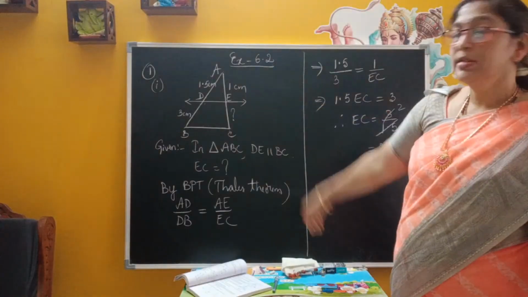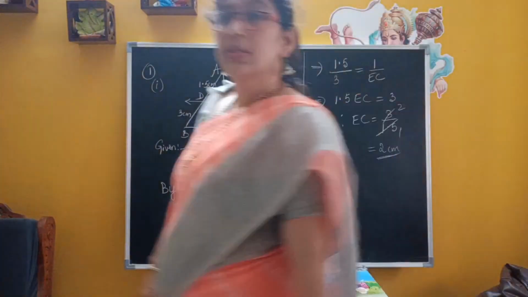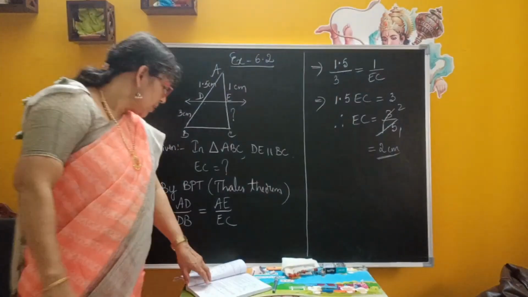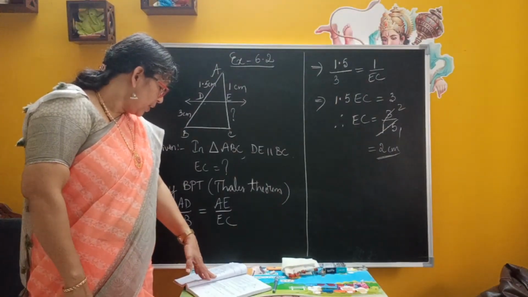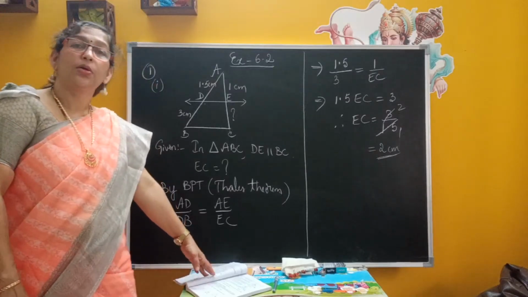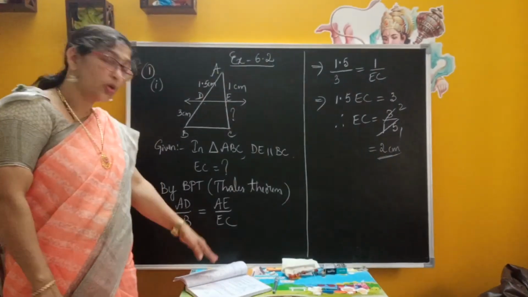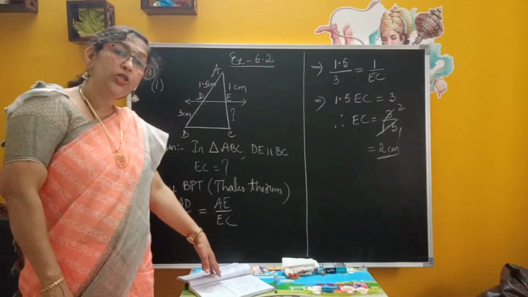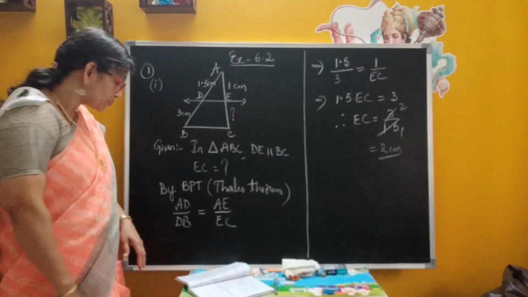So this is the way you can find the answer. Now let us go with the second main, the second problem. The first main is also the same type. You can do it easily. Take the ratio like this, substitute, cross multiply and solve it.